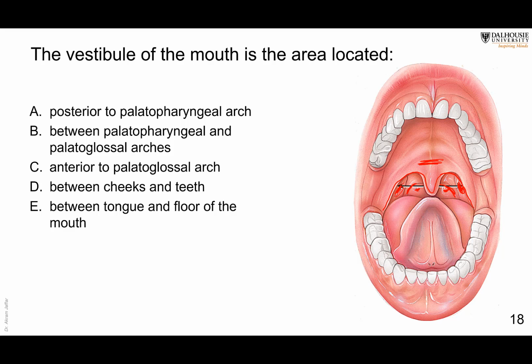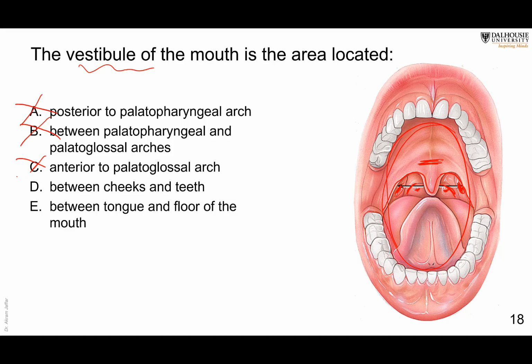So the mouth, in fact, or the vestibule of the mouth, is not located behind the palatopharyngeal arch, because behind the palatopharyngeal arch, or between the palatopharyngeal and the palatoglossal arches, are located the tonsil, and this is part of the oropharynx. It's not the mouth. If it is anterior to the palatoglossal arch, yes, this is part of the mouth. This is the mouth cavity proper, anterior to the palatoglossal arch, but we are asking about the vestibule. So this is not correct.